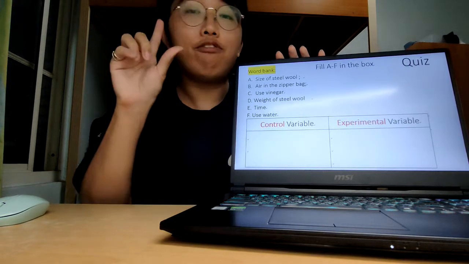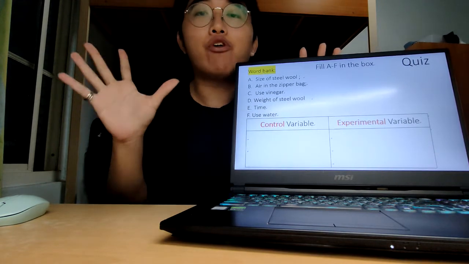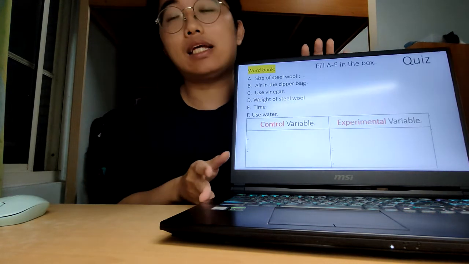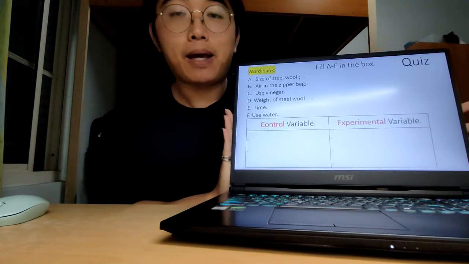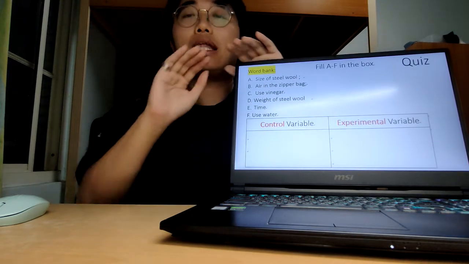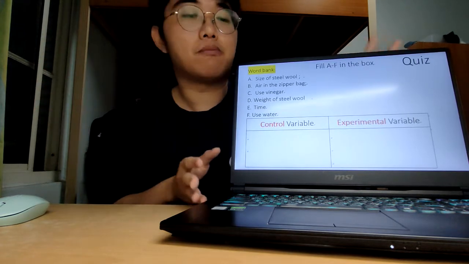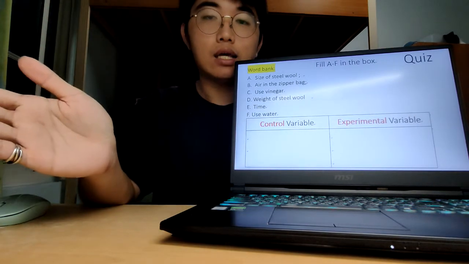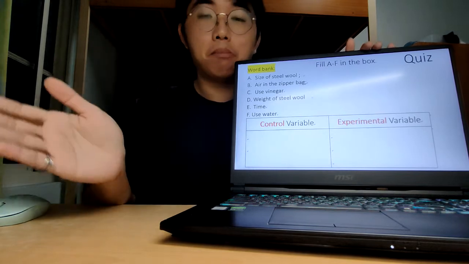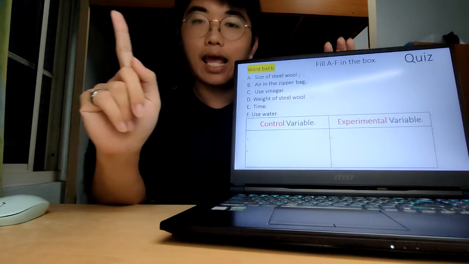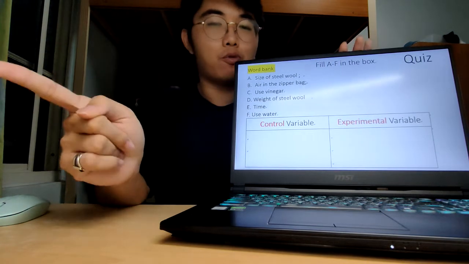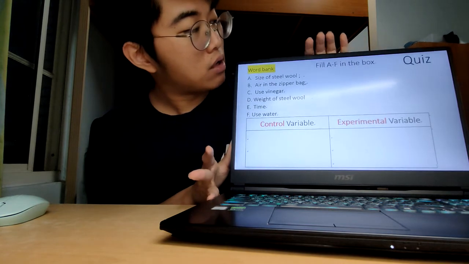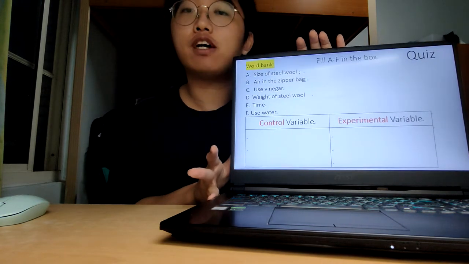So I'll give you the hint. Control variable is something the same in this experiment. Independent variable is something that is different. Remember to bring our textbook the next class and do not play with the material. I see Anderson and Amy play with the material. Okay, and remember to finish the quiz before you leave the class.